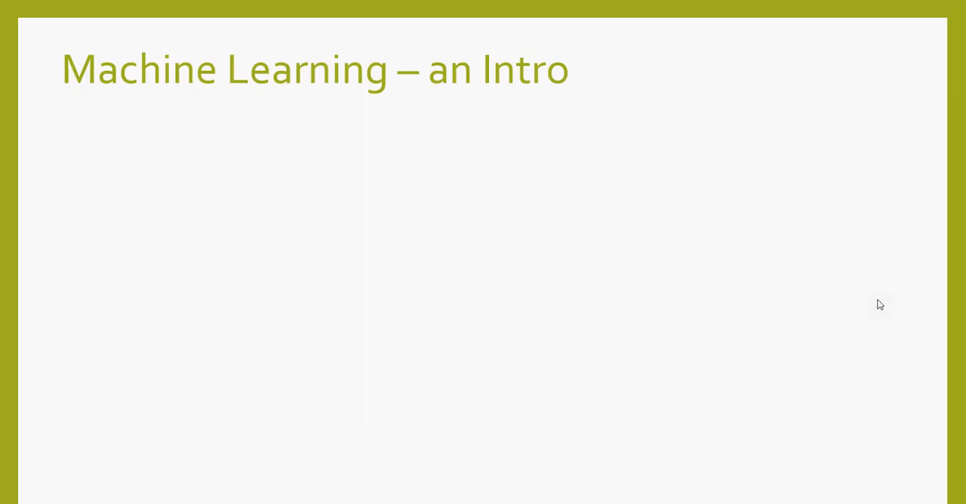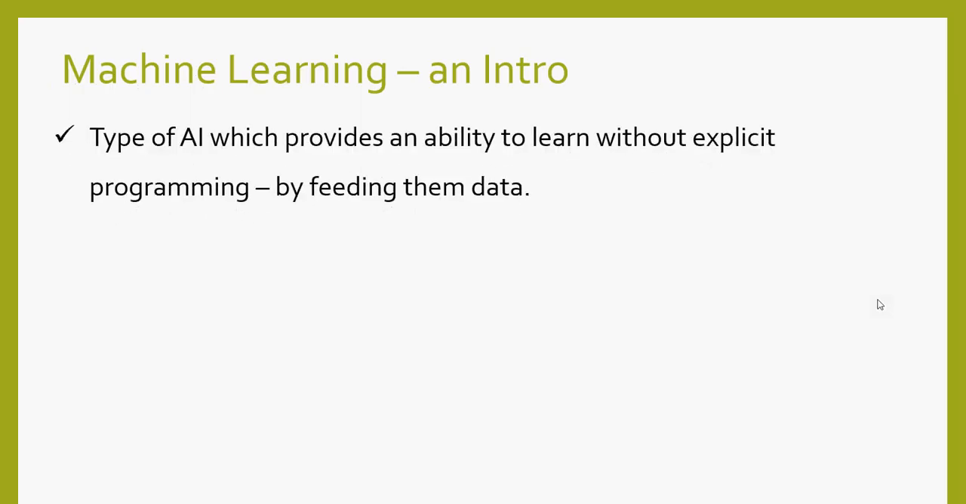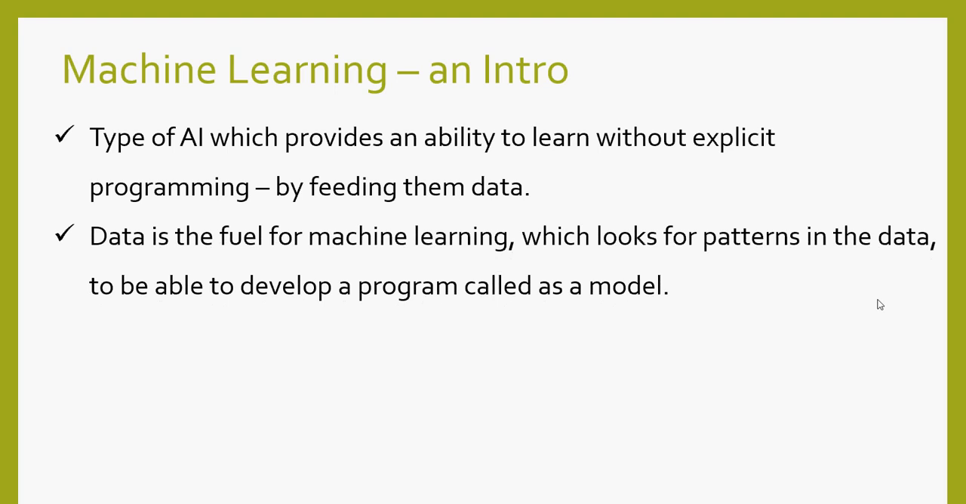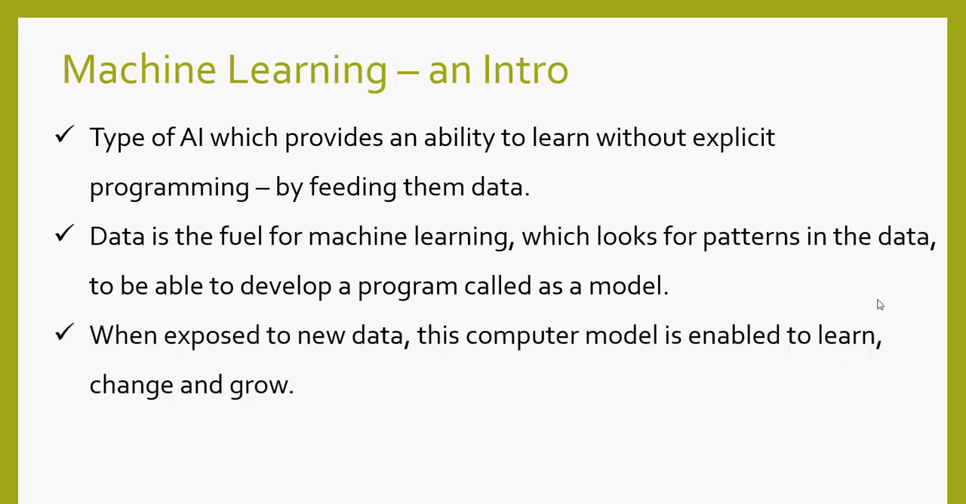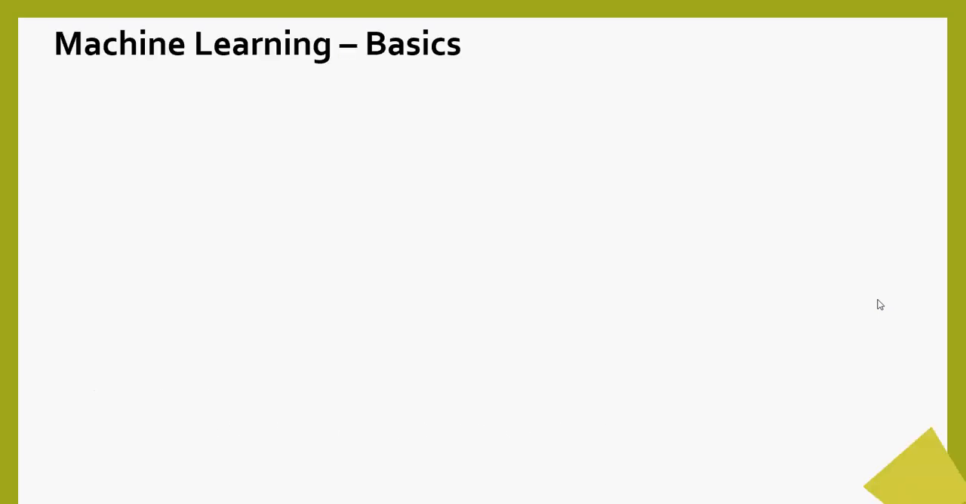A machine learning algorithm, just an introduction, is a type of artificial intelligence which provides an ability to learn without explicit programming. And obviously data is the fuel, the main driver behind machine learning. You do not need a data lake, but as and when new data is exposed, the computer model is able to learn by itself, and we will talk about it in a few minutes. This is machine learning basics.